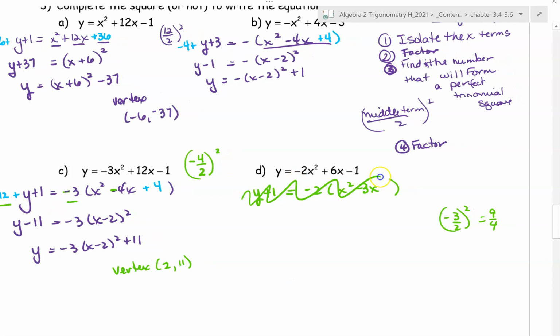I think what I would do instead is find the x-coordinate of the vertex, which is the opposite of b over 2a. And now to find the y-coordinate of the vertex, you would substitute 3/2 into the equation for x.